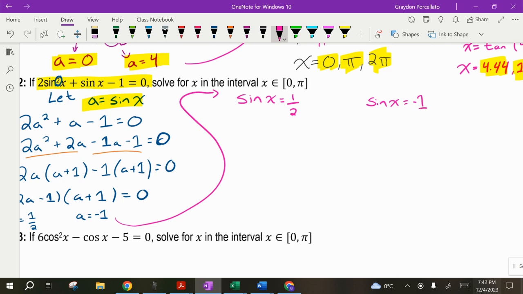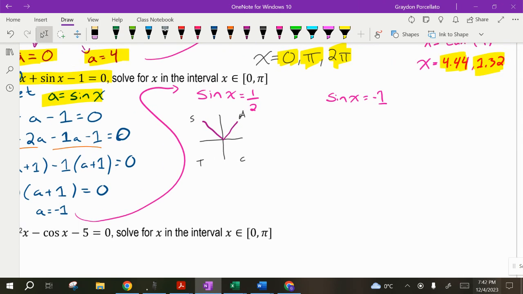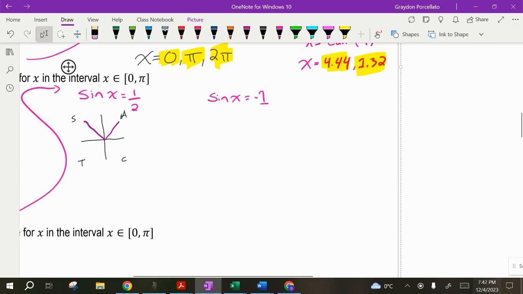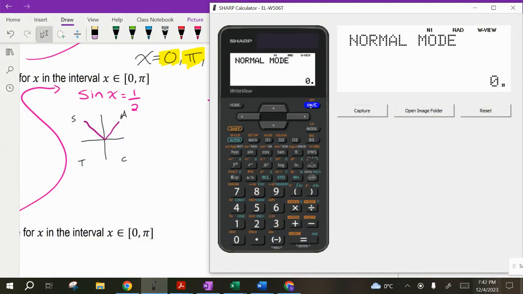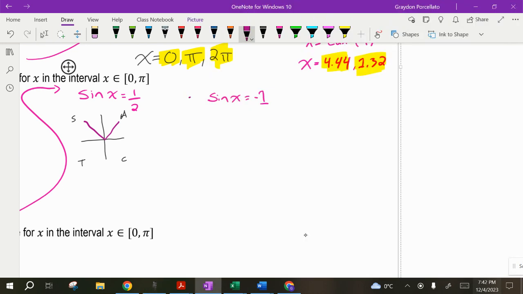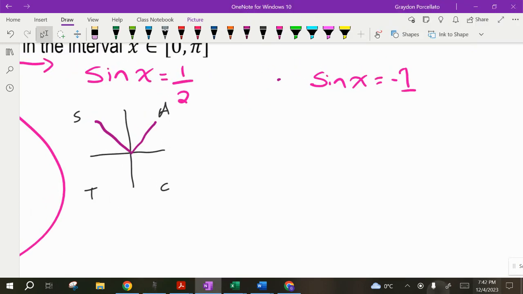So sine of x is positive. Well, sine of x is positive in C, A, S, T. Sine of x is positive here and here. So I'm going to use my calculator. I'm going to take the inverse sine of 1 divided by 2. We get pi over 6. So that tells me that this angle right in here, let's zoom in, this angle right in here is pi over 6.